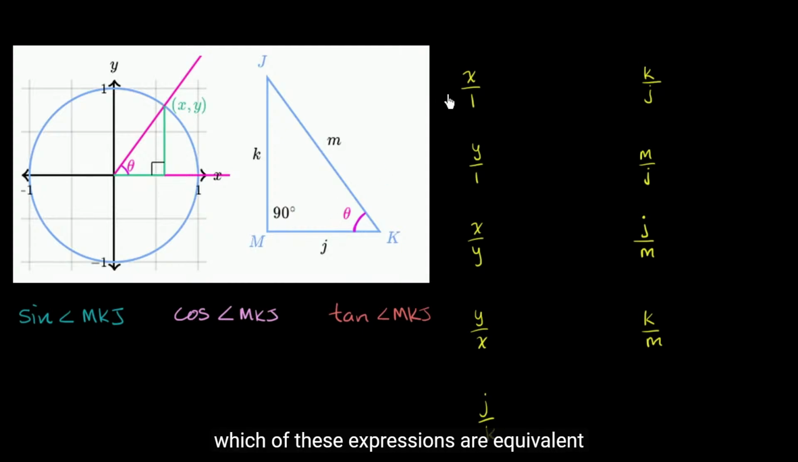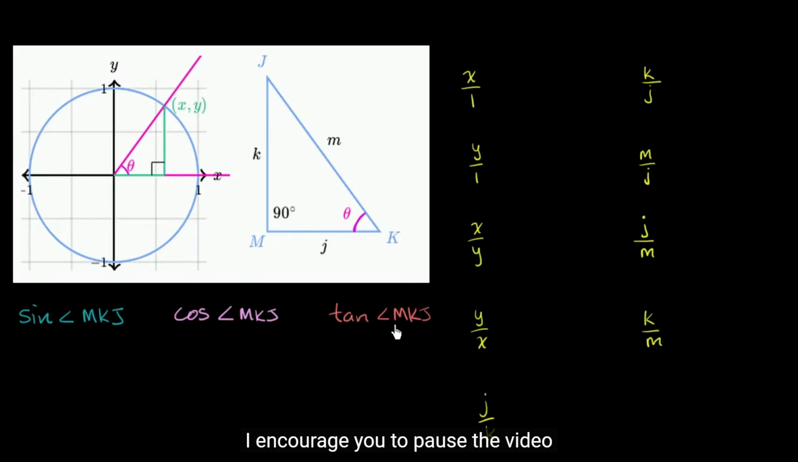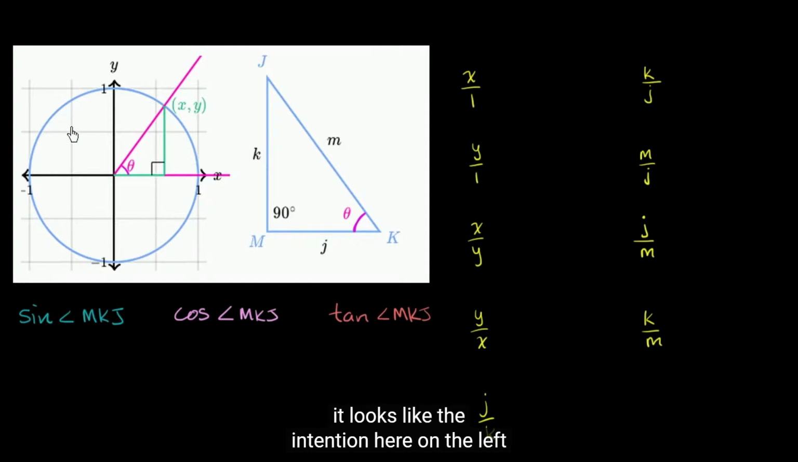And what we want to do is figure out which of these expressions are equivalent to which of these expressions right over here. I encourage you to pause the video and try to work this through on your own. So assuming you've had a go at it, let's try to work this out. When you look at this diagram, it looks like the intention on the left is to evoke the unit circle definition of trig functions, because this is a unit circle, and this evokes the SOHCAHTOA definition, because we're in a plain vanilla right triangle.